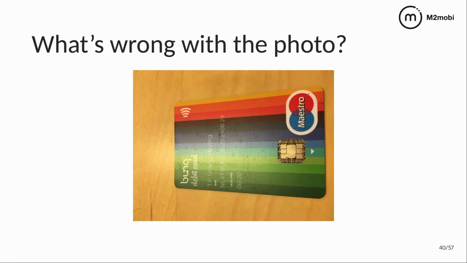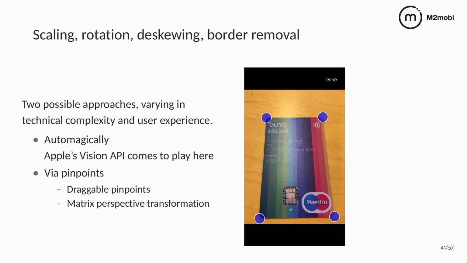That's the kind of struggle you have to deal with. You cannot ask the user to take a picture in very bright light from a perfect perspective. That won't work. So you have to deal with this problem. The first thing you can do is scaling, rotation, deskewing, and border removal. We did this for now with pinpoints, which is not the best user experience. But it does a great number of steps for you, and it changes the perspective, and it's cropped, and it doesn't contain the borders anymore.